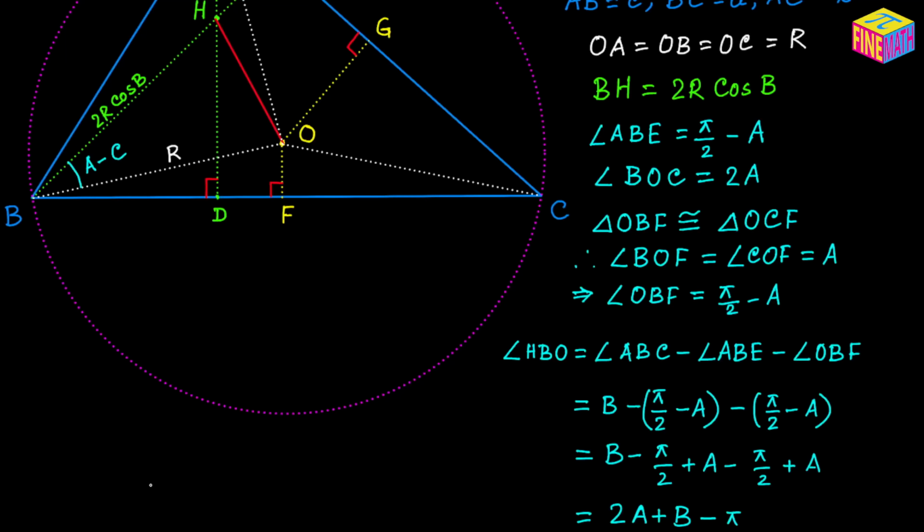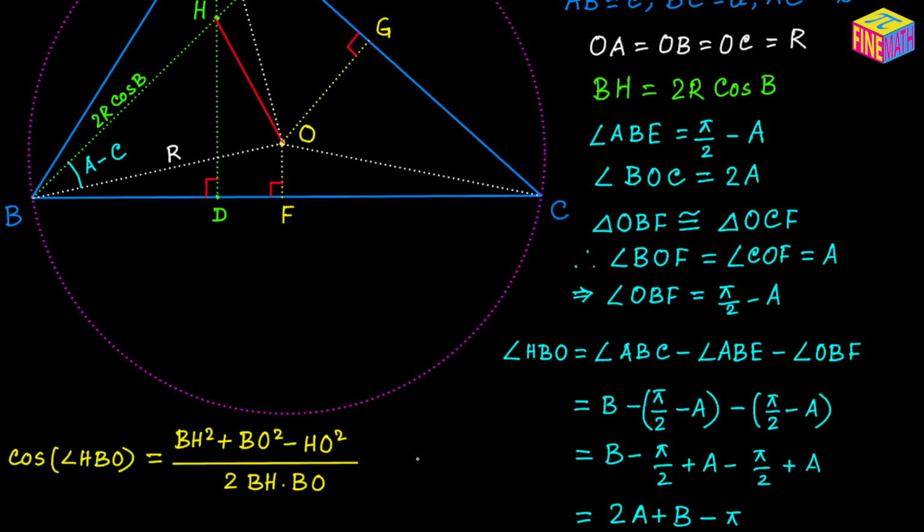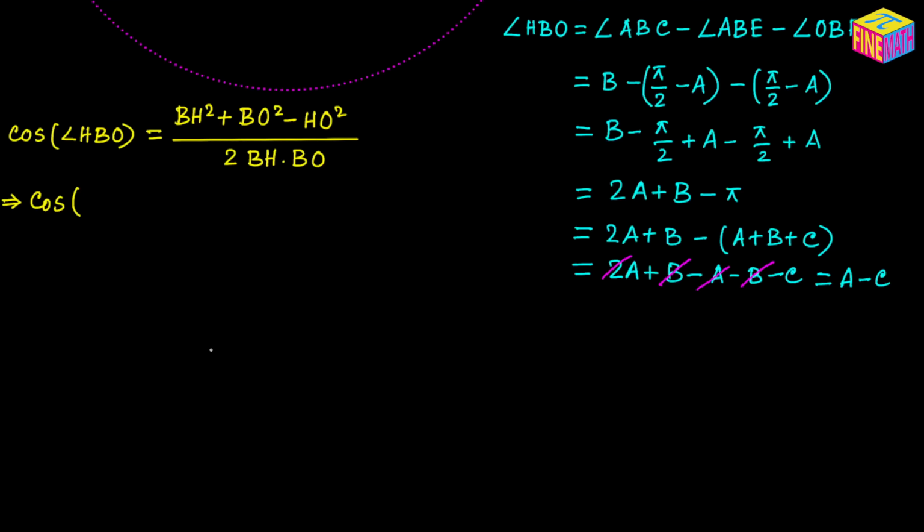And using the cosine law, can we write it like this, that cosine of angle HBO will be equal to BH squared plus BO squared minus HO squared, all of that over 2 times BH times BO. And from here let's plug in some values. Cosine of angle HBO can be written as cosine of angle A minus C is equal to BH squared.